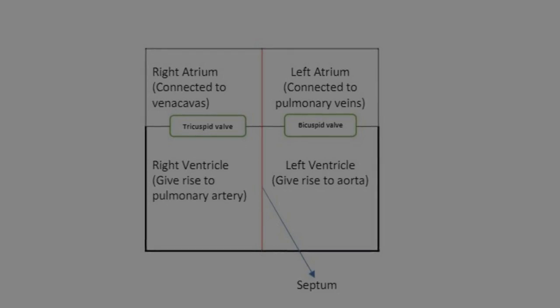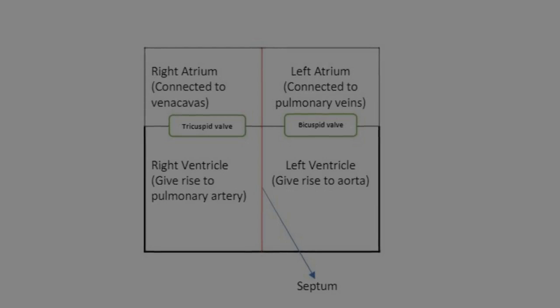Different blood vessels enter and leave the human heart. Superior vena cava and inferior vena cava meet our right atrium. The left atrium is connected to pulmonary veins. The right ventricle gives rise to pulmonary artery. And our left ventricle gives rise to aorta.